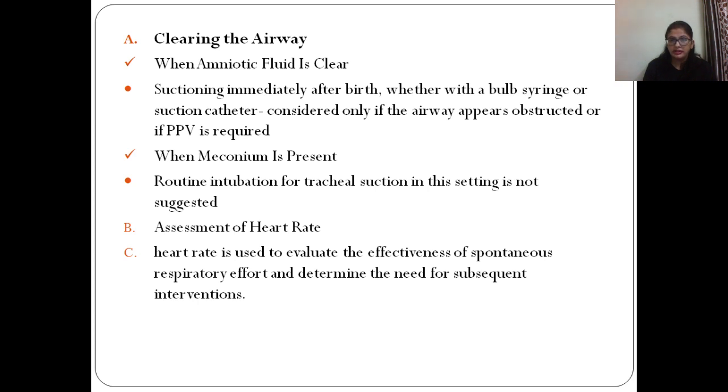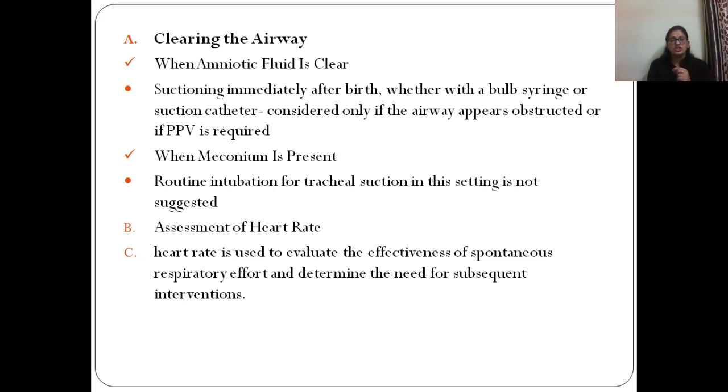Now, how to clear the airway? When the amniotic fluid is clear, the child's mouth can be suctioned immediately after birth. Since M comes before N, the mouth should be suctioned before the nose. Now, why do we do this? That is because if you do the nose first and the mouth is still filled with secretions, when you do suctioning, it will provide some amount of stimulation to the baby to breathe.